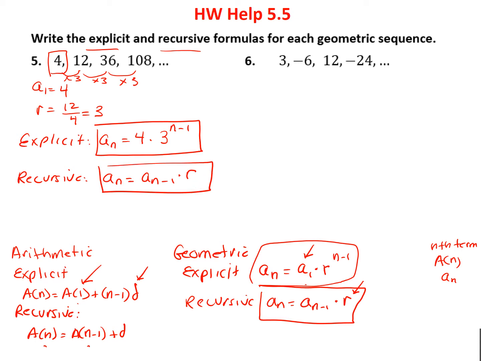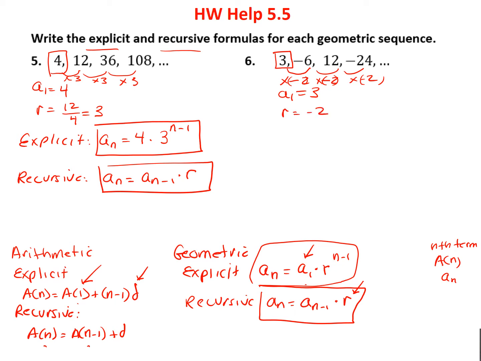All right? So let's look at number 6. Our first term is 3. So I'll write down here a1 equals 3. What's it being multiplied by? Well, notice this one's being multiplied by negative 2. And then again, negative 2. And again by negative 2. Put a little parentheses there so we don't confuse ourselves. So my ratio is negative 2.